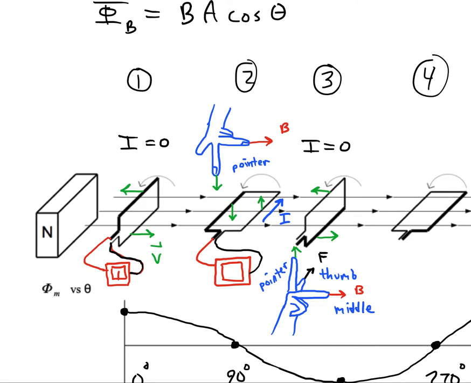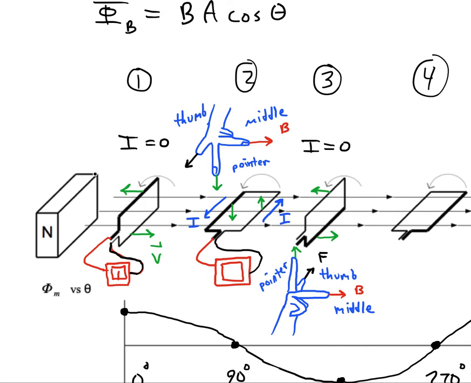This will be our middle finger pointing in the direction of the B field. And over here we have the thumb pointing this way along the wire. As you can see, the current that's created on the right side and the current created on the left side, they both contribute to what would be a counterclockwise current in this situation.